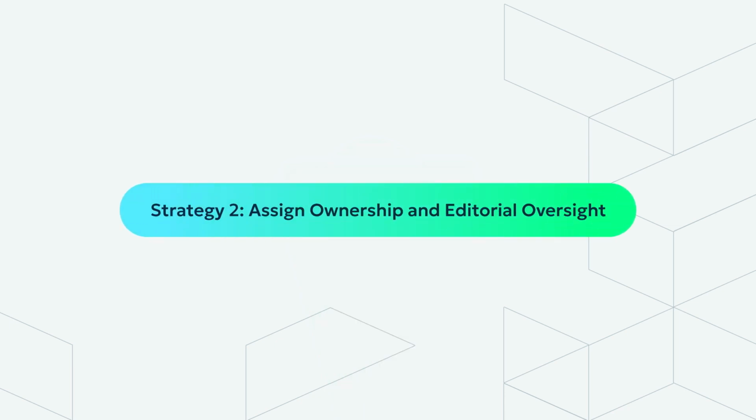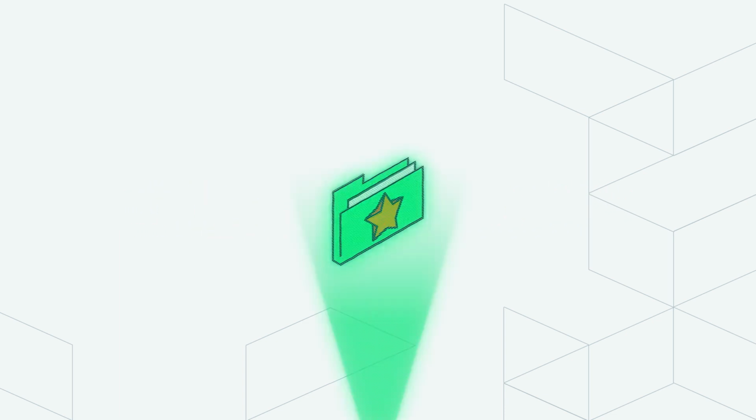Second, documentation without ownership quickly becomes everyone's responsibility and no one's job. That said, assign a clear owner to every document. Before anything moves from in review to published, that owner should approve the changes.